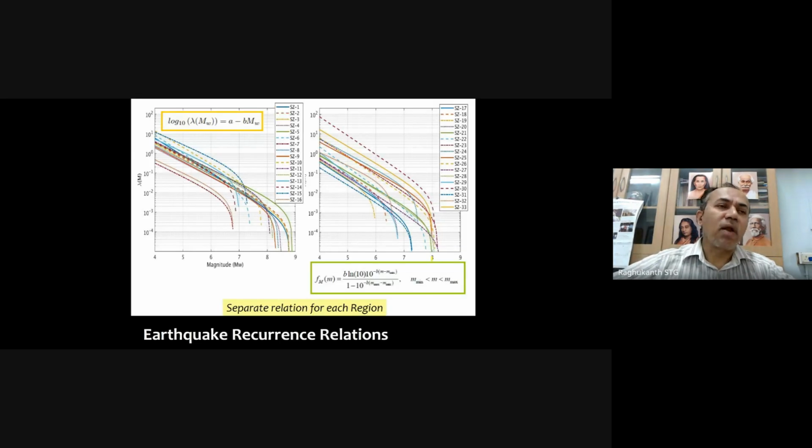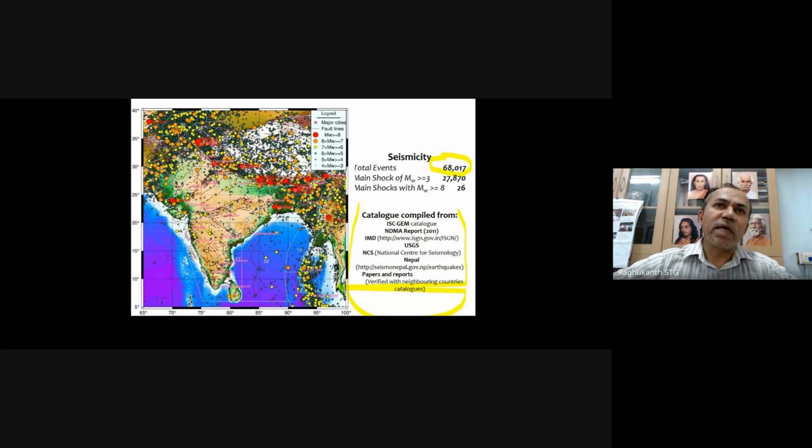Once we have the catalog, the first thing is we try to estimate the recurrence relation, that is, the probability density function for magnitude. This is the standard Gutenberg-Richter law, where you take log10 of frequency equal to A minus B times MW. Using this catalog data, as already mentioned, we have divided the whole area into 33 zones.